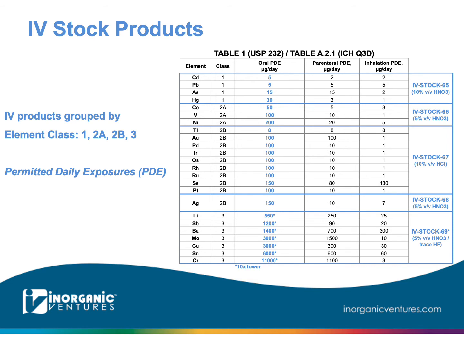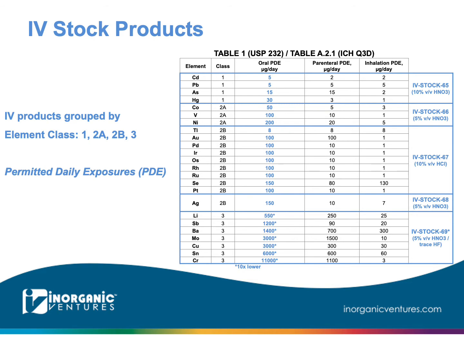5 of our more recent product offerings are outlined in the table, with the acid matrix for each product listed as well. One product worth noting is IV Stock 58, where silver was separated from the other Class 2B elements for compatibility reasons, and we will discuss those particular reasons in more detail shortly.